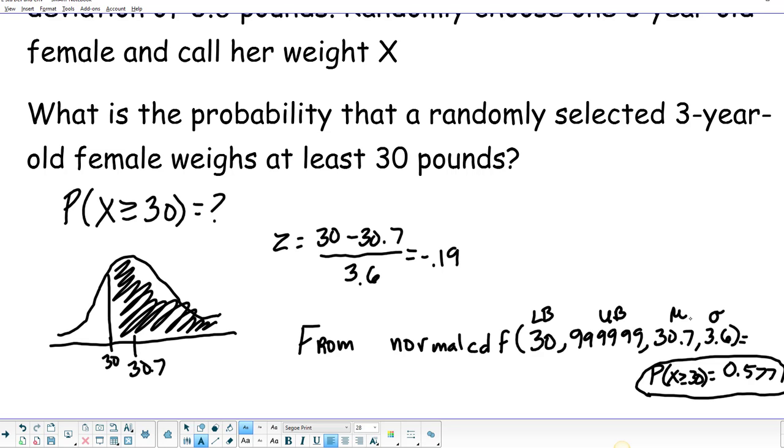So, go ahead and take a look at number 2. Make sure you draw your picture. Make sure you define your parameters, or you go through your z-score and z-table calculations. Okay, and you can check with me when you're done.